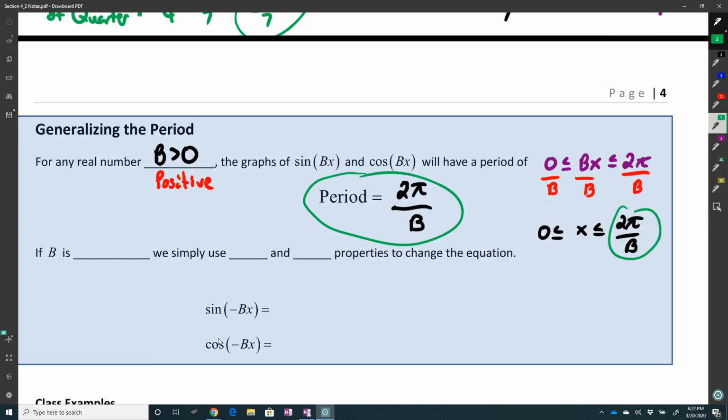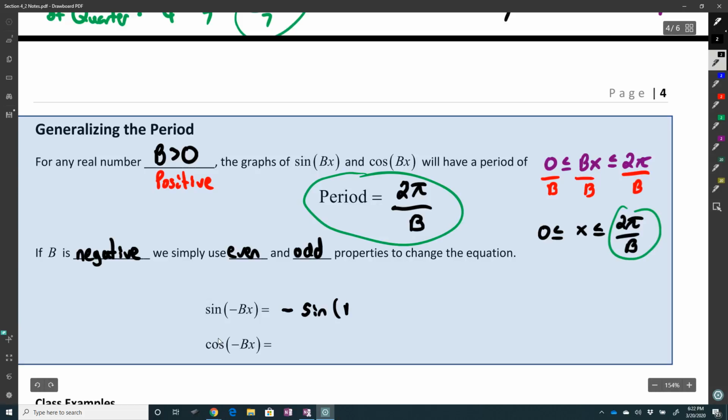Anyway, the reason why we only deal with positive b is that if b is negative, we simply use the even and odd properties to change the equation. So with sine of negative bx, you don't deal with the negative b. What you do is move it to the outside because sine is odd. And cosine of negative bx is even, so that just becomes cosine of bx. So you use even and odd properties to rewrite the equation when there's a negative on the inside.